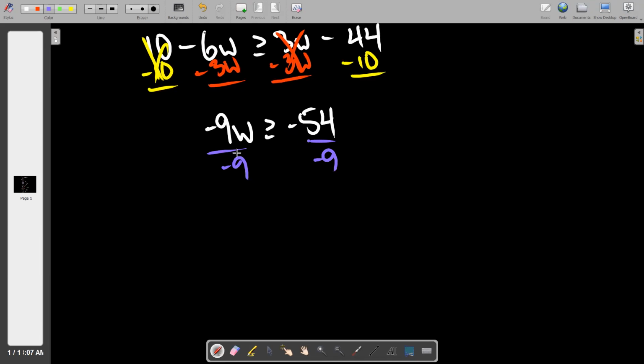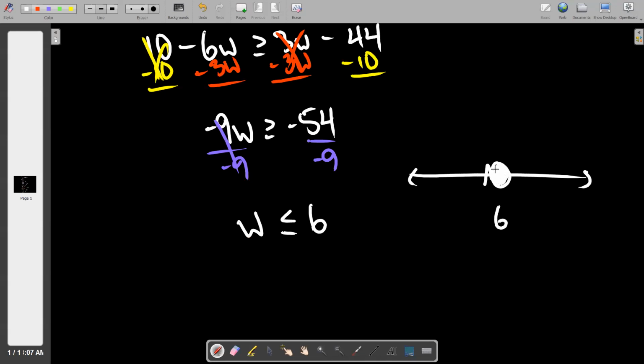And since I'm dividing by a negative, that sends up a red flag. And I go, ooh, switch the sign. And then thank God, you know your times tables, 54 divided by 9 is 6. And then, of course, the graph would be a solid circle at 6. And the graph goes to the left.